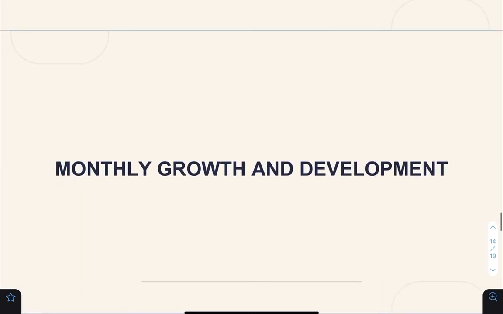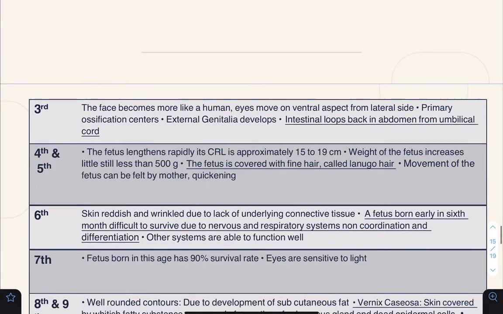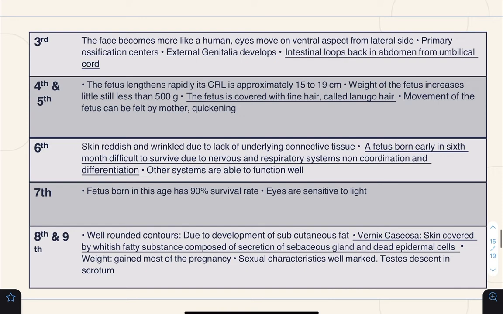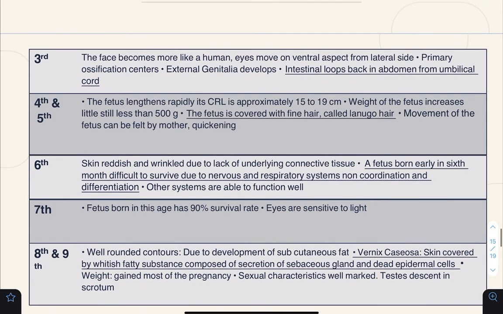Now let's talk about what happens when. بنبدأ بالشهر الثالث. The face becomes more human-like and the eyes move ventral aspect from the lateral side. What does this mean? خلال الفيتال development قبل الشهر الثالث الفيتس's eyes are going to be lateral, يعني زي السمكة كل عين بجهة. بس لما يقرب من الشهر الثالث ومن بعده يبدون يقربون البعض forming a human face, يعني يبدأ يشبه إنسان يعني.